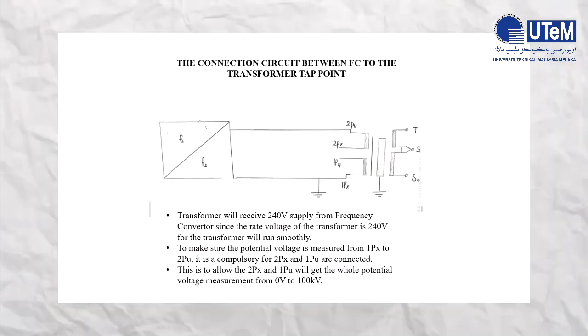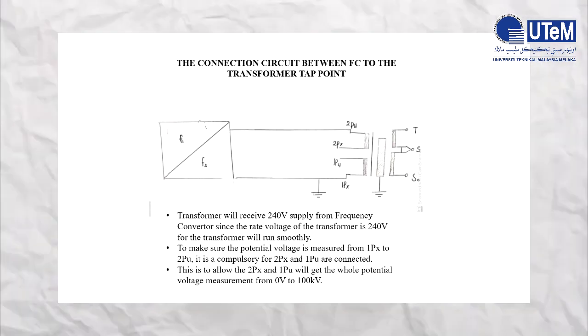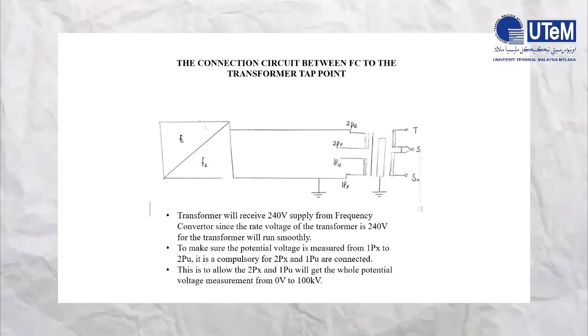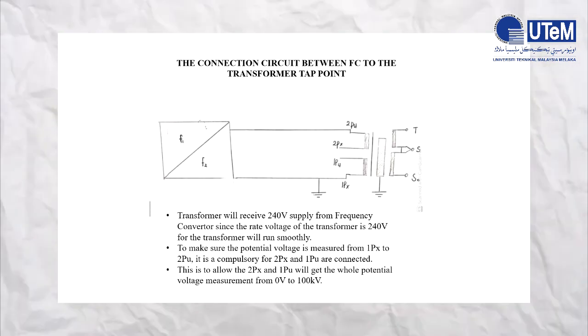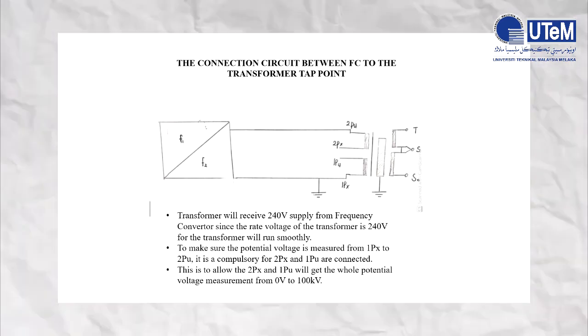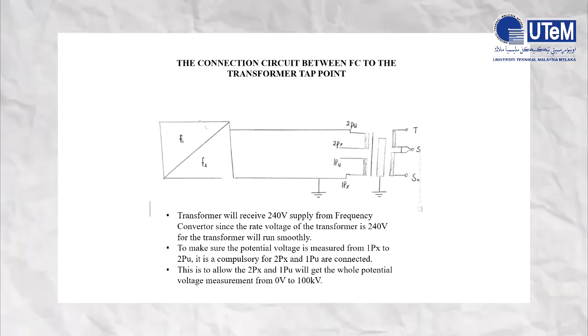Hi, Assalamualaikum. I will continue to section 2 to assemble the AC generation and measurement system. For the transformer used to assemble the AC generation, there will be a 240 volt supply from the frequency converter, and that will be delivered to the transformer with a rated voltage of 240 volt. This is to ensure the transformer will operate smoothly.